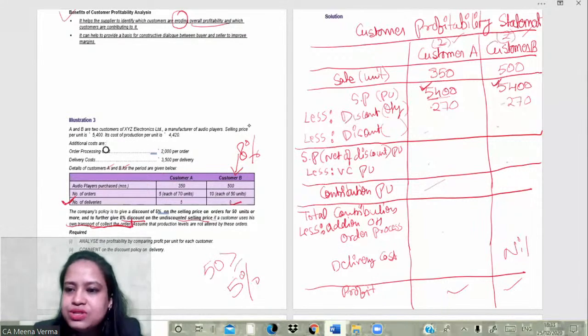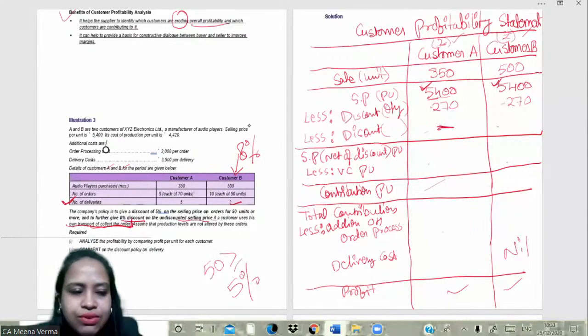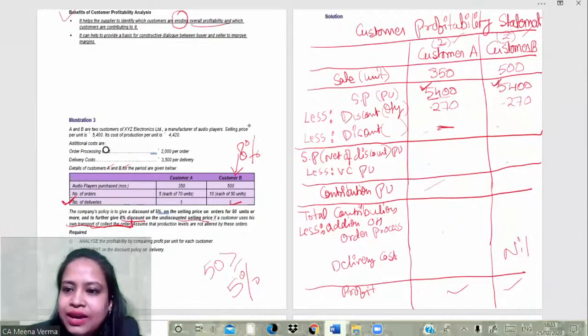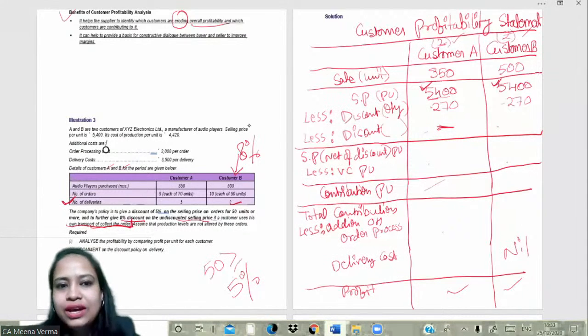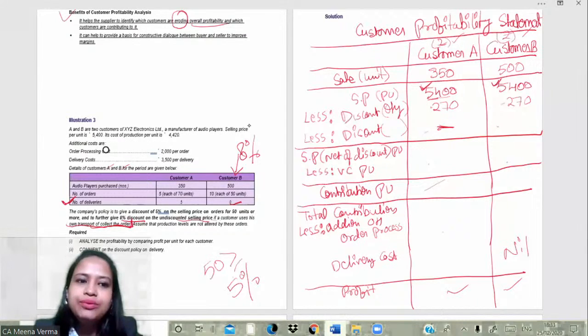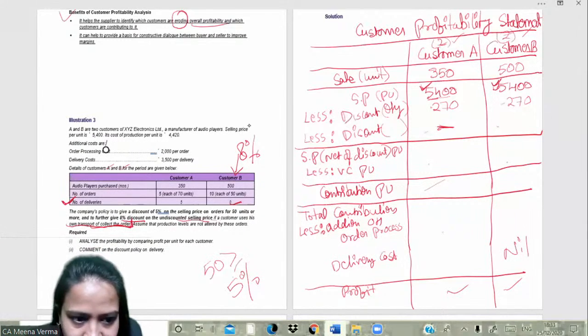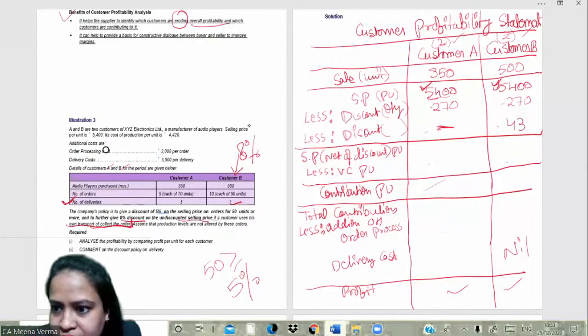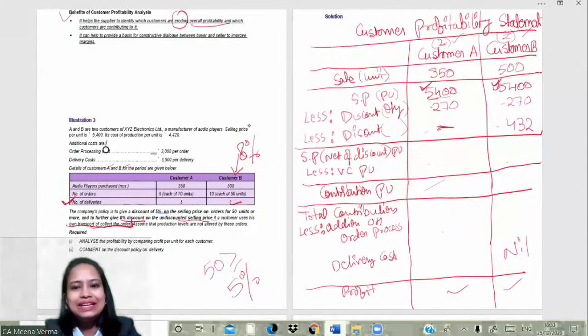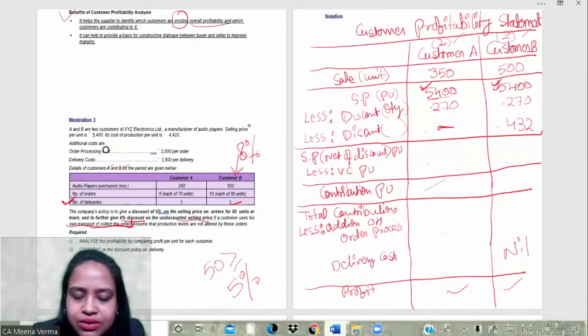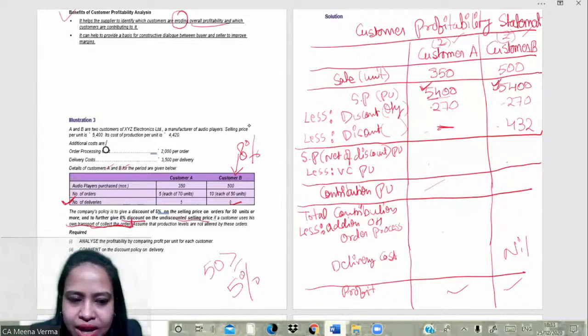We will give this discount to customer B only. 8% discount. So to A, we will not give this discount. But to B, we will give them this discount at 8% rate. So 8% of this value. What will be this value? 8% of 5400 will be 432. Okay? So the net selling price here will be 5130. And the net selling price at this place is 4692.